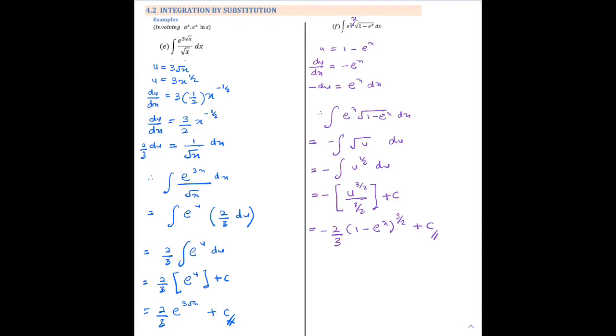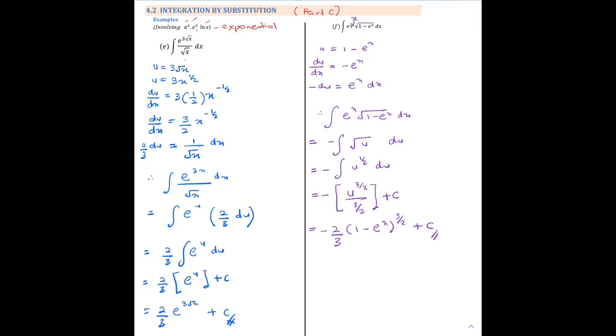4.2 is integration by substitution, part C, which is functions containing the exponential function. So this is the exponential function, either a to the power x, e to the power x, and also ln x. So let's discuss examples E and F, page 198.